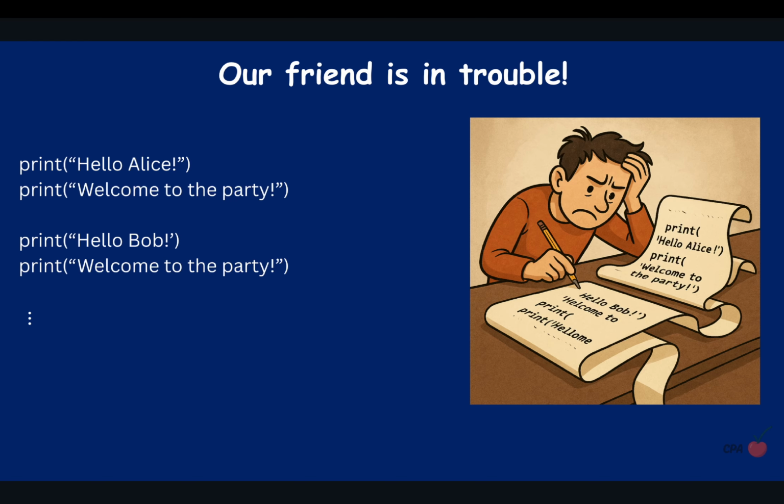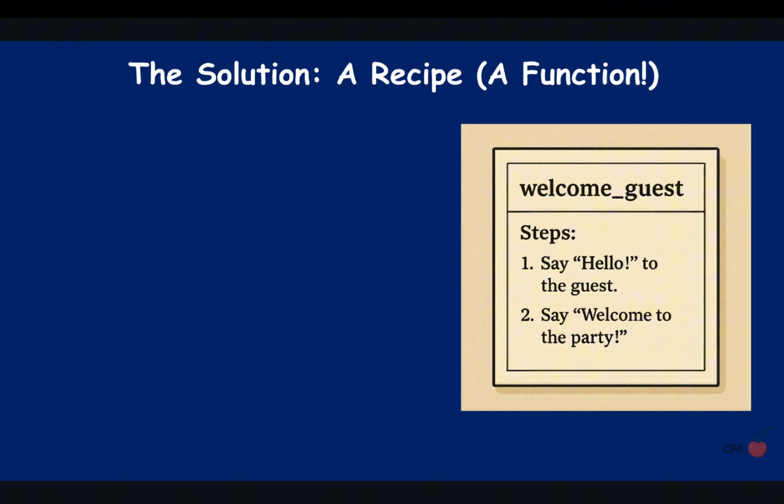What if we could write the welcome message just once and have it work for everyone? The better way is to create a recipe. Just like in a cookbook, you write the steps for a cake once and reuse them anytime you bake. So let's say we will have a recipe called Welcome Guest and it has some steps. In step 1, we will say hello to the guest, and step 2, welcome to the party. In Python, that recipe is called a function.